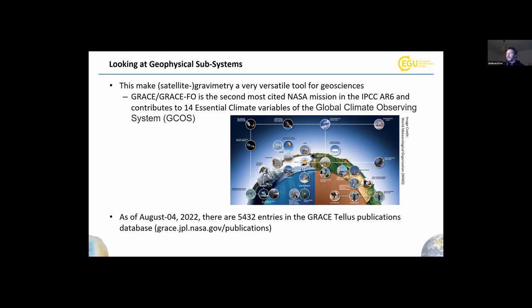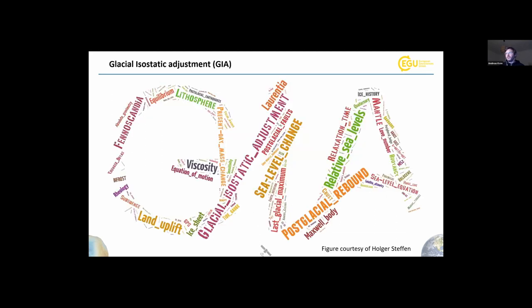And another almost surreal stat is that as of August this year, there are over 5,000 publications that involve GRACE or GRACE Follow-On data, which JPL tracks. So I guess there are many more. And with this very optimistic outlook on how much GRACE can contribute to geosciences as a whole, I will then hand over to Rebecca.